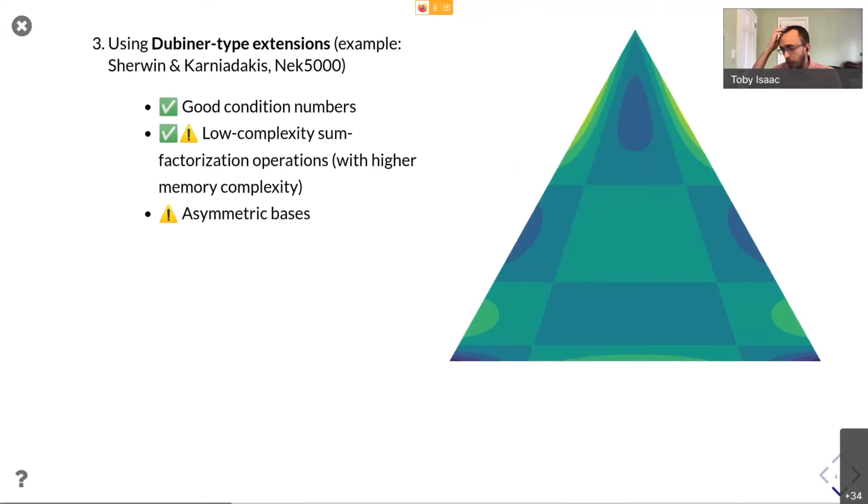And if you use a Dubiner type method, where you're taking warped products of Jacobi polynomials, that's a different type of extension of geometric decomposition. You've got a good condition number. You've got similarly good low complexity, but with maybe some higher memory traffic. But your basis is asymmetric. So there are different approaches, and there are trade-offs for all of them.